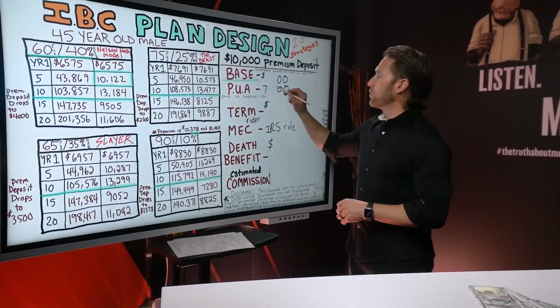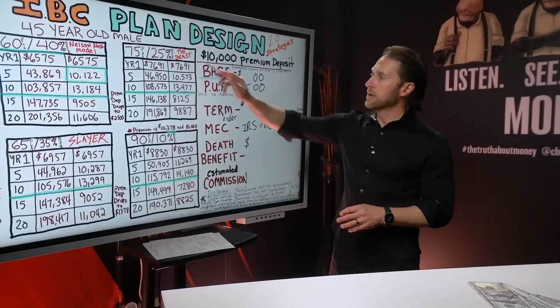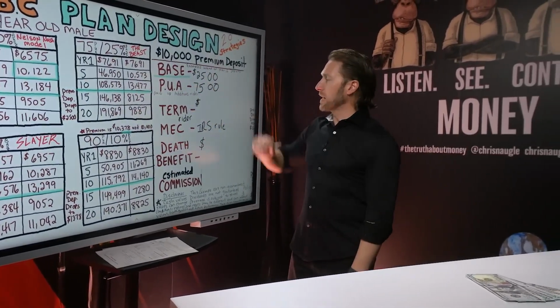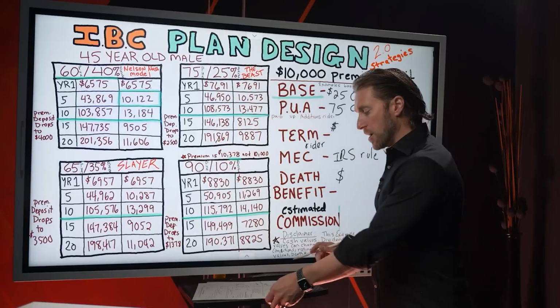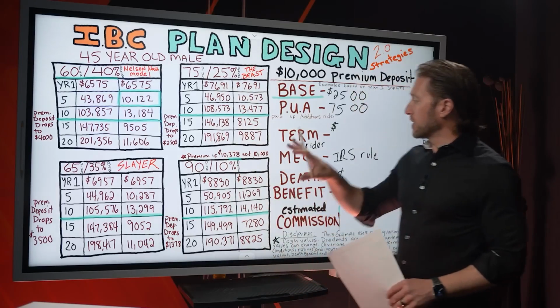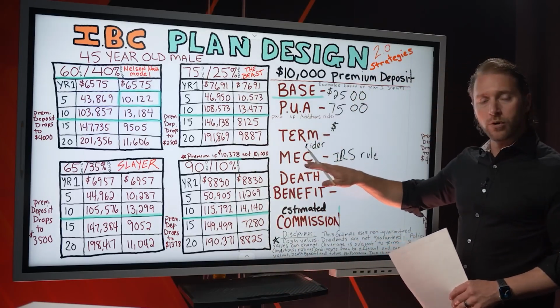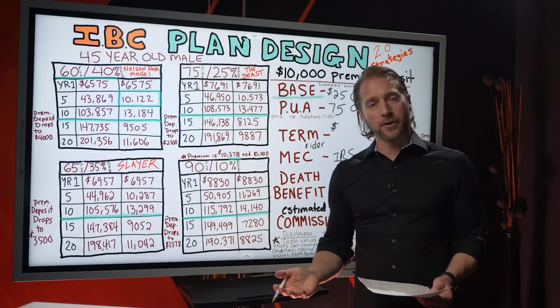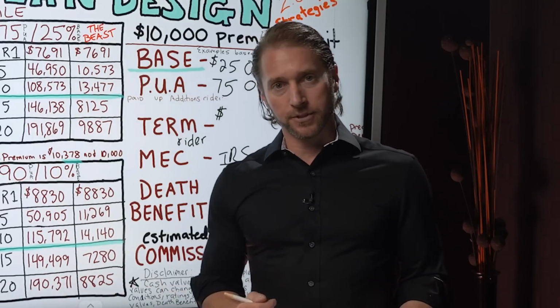75% goes to PUA. So we're gonna put 7,500 there. 25% goes to the base. So now we've changed the dynamic of it. But in doing this, unfortunately now, because of the MEC 7-pay rule, we have to add term insurance. So we're gonna add a 10-year term rider. Why? Because I don't want it after the 10th year.